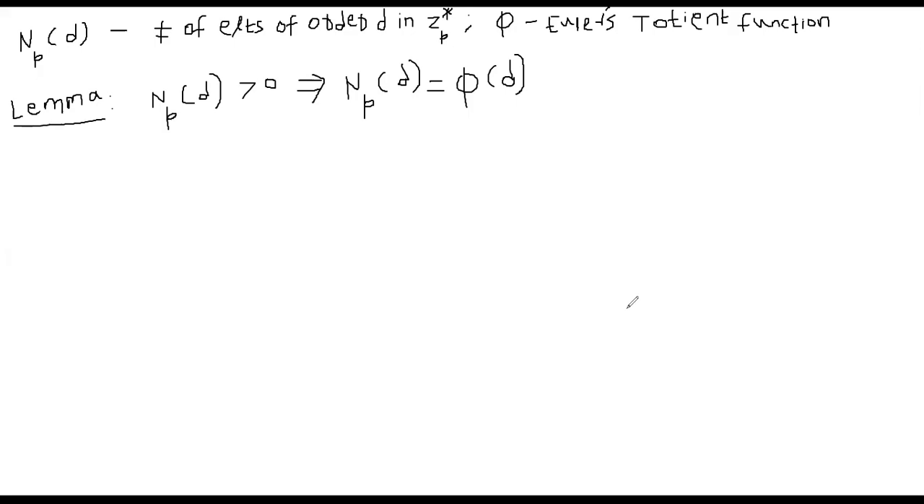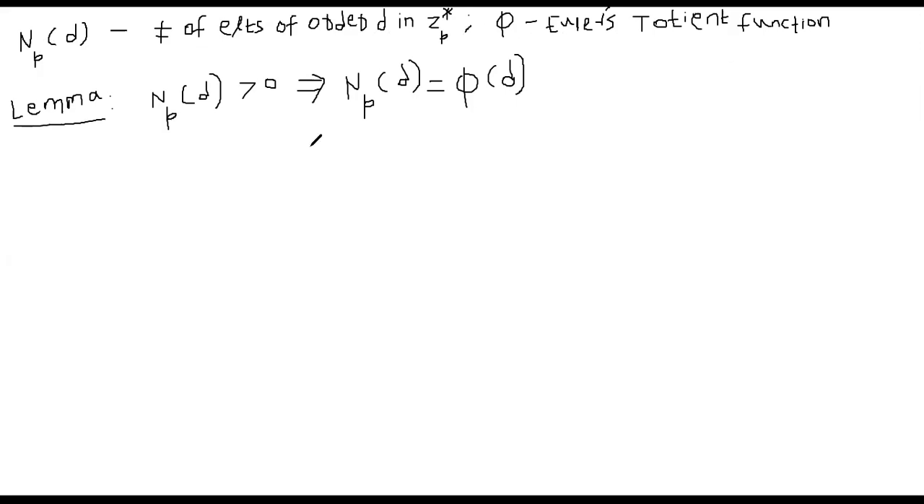Hello, welcome back. In this segment, I will prove a very important lemma we need for the next few segments. This is regarding the number of elements in a group which have a given order d. Notationally speaking, N_p(d) denotes the number of elements of order d in the group Z star p. Z star p means all the elements from 1 through p minus 1. And phi denotes Euler's totient function.